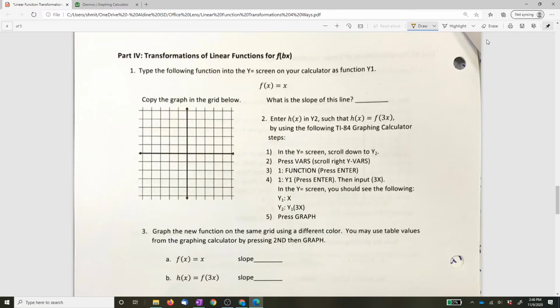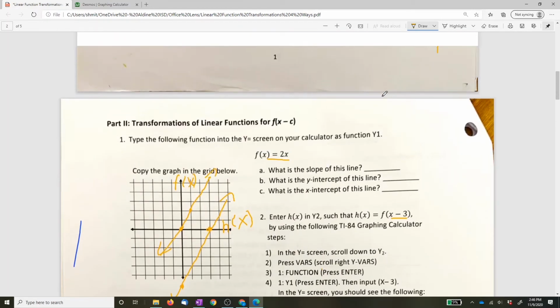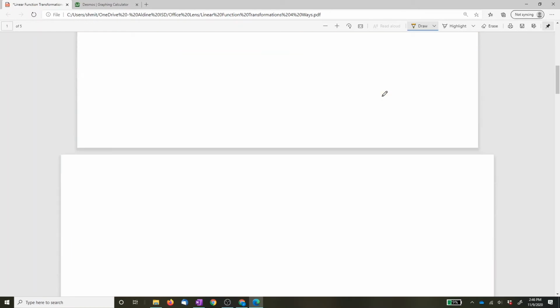All right, let's do the last. Okay, it's not the last. Oh, it is the last. Did I skip something? No, we're just going fast because we're using a calculator today.